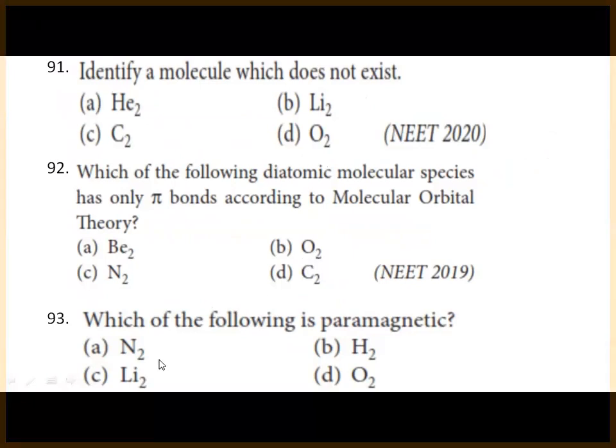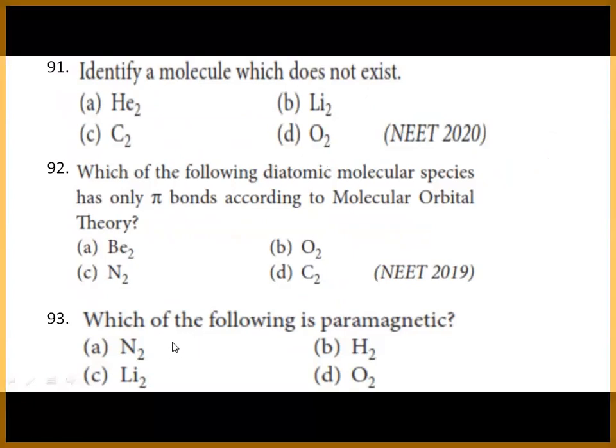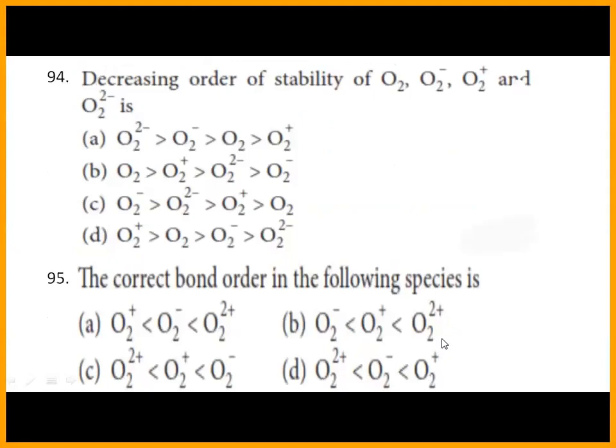Which one of the following is paramagnetic? N2 is diamagnetic, we have seen. Then H2, diamagnetic. Lithium, diamagnetic. O2 is paramagnetic because it is having pi star 2px1, pi star 2py1.